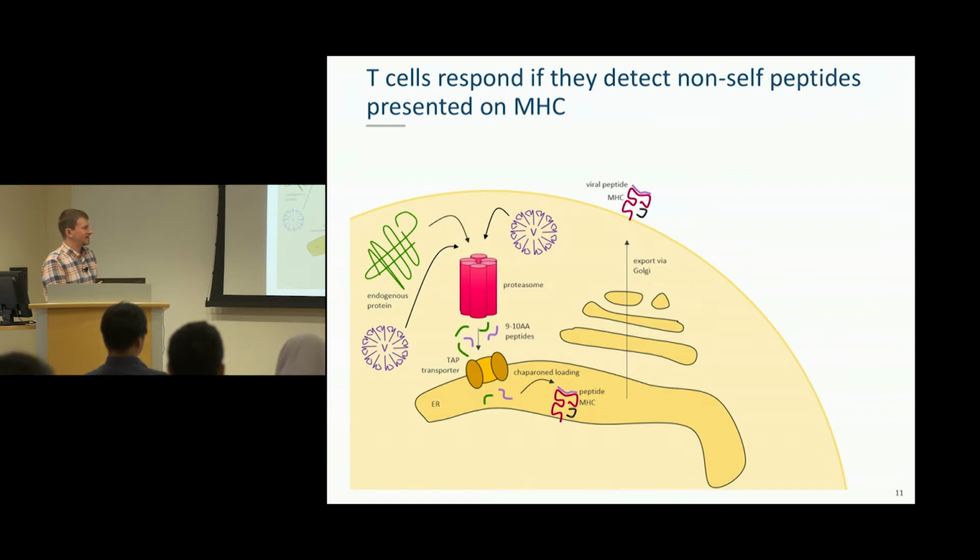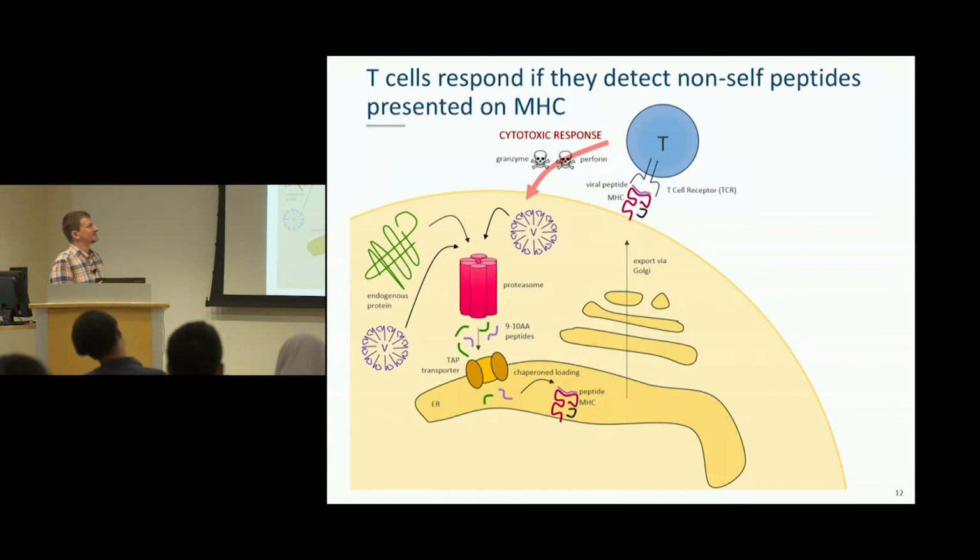And now let's say a viral peptide ends up being presented on the surface of the cell. When a T cell comes along and looks at that, it's going to see something that's non-self, and it's going to initiate a cytotoxic response. It's going to secrete granzyme and perforin, which will kill this infected cell. And that T cell will go on to divide many times and search out other cells presenting this same peptide. And this is the key system that's instrumental in antiviral immunity. If you don't have functional T cells, you will be very sick.